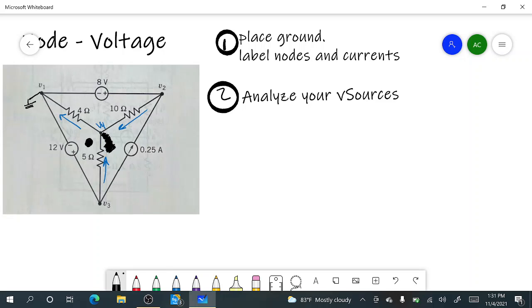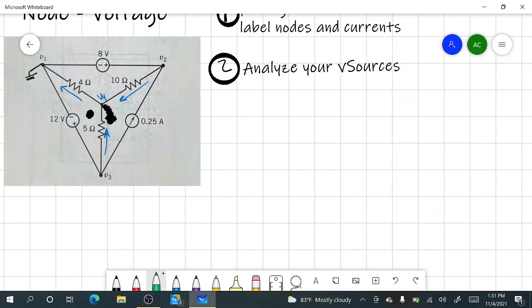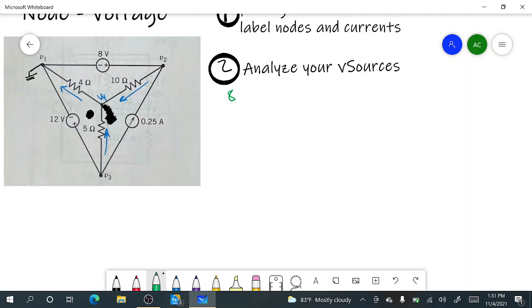So from here, step 2, we're going to analyze our V sources. What does that mean? I have two voltage sources, so I'm going to look at them both individually. First thing I'm going to do is look at my 8-volt source.